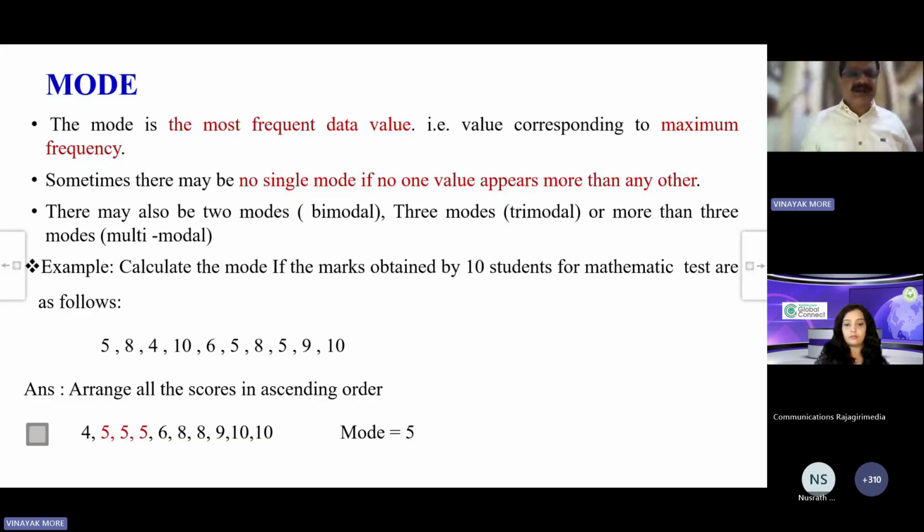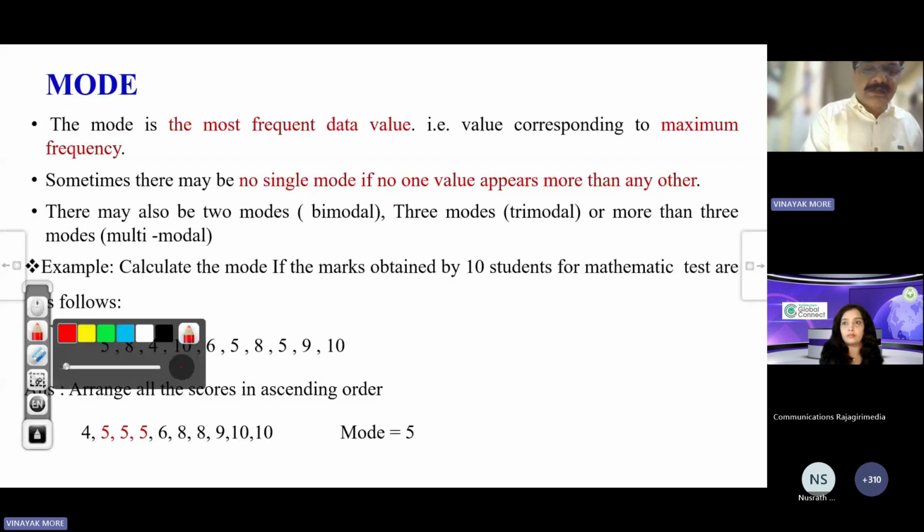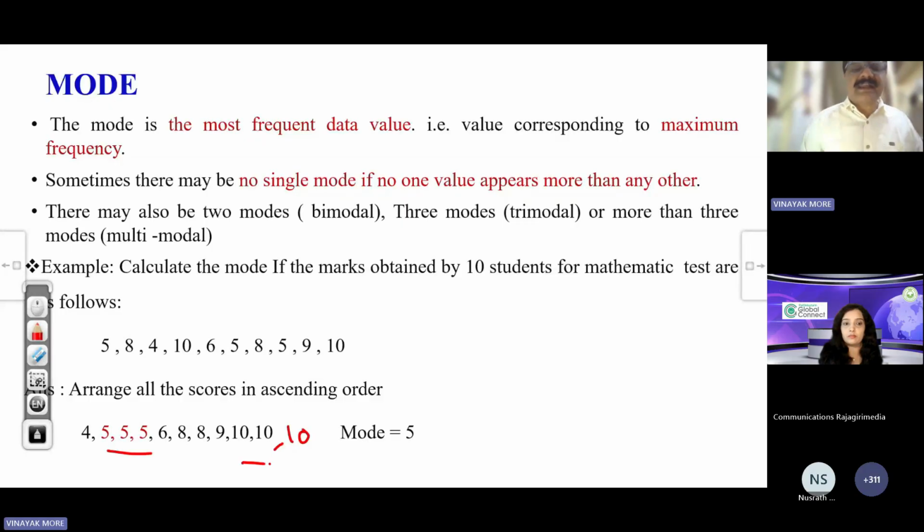It may have multiple modes. For example, suppose in this data one more student has scored 10 marks. So you can find 5 is repeated 3 times, and 10 is repeated 3 times. In this case, this data is bimodal and it has two modes, 5 and 10. The same case, it may be three. Suppose one more student got 8 marks. Then there are three numbers which are repeated, so this is trimodal and the modes are 5, 8 and 10.